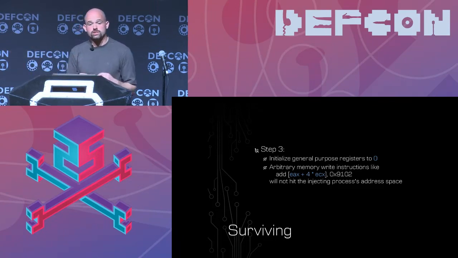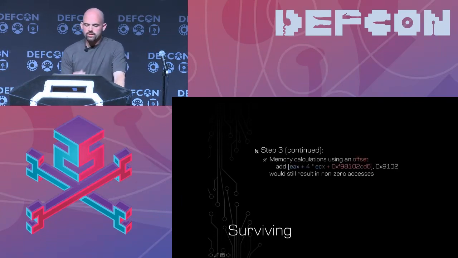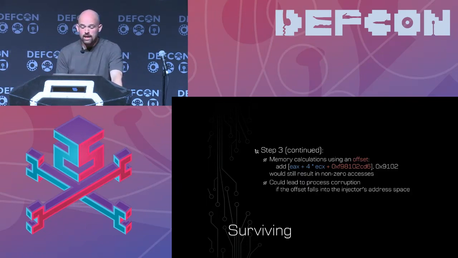By loading all the registers to 0, we ensure that the memory address portion of this instruction resolves to 0. But that's not quite enough yet, because x86 has some complicated addressing modes. We can have an address like EAX plus 4 times ECX plus some weird long offset. Even though we can ensure that the part on the left resolves to 0, the part on the right might still fall into the process's address space, in which case you could corrupt yourself beyond repair. We don't want that to happen.